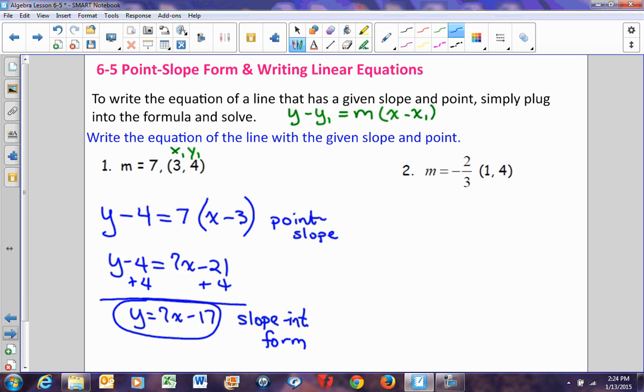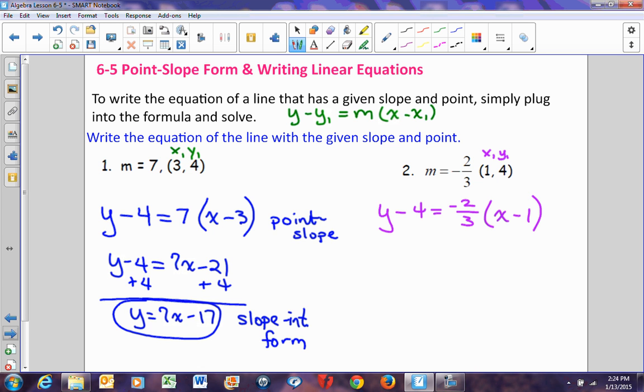This one was fairly straightforward because we had a whole number for a slope. Here, same thing. We're going to plug in our numbers. Remember, this is x1, this is y1. So you're going to have y minus 4 equals, my slope is negative 2/3, parentheses, x minus 1. That would be point-slope form.